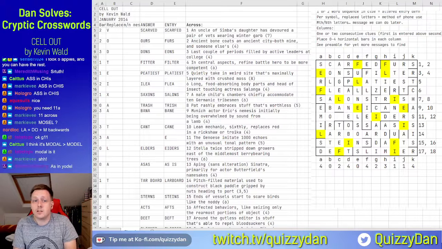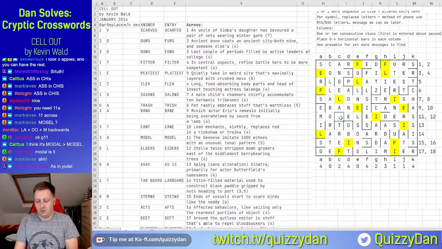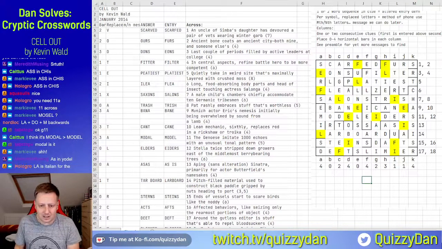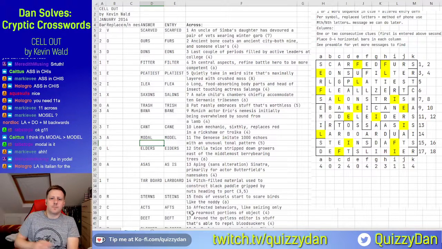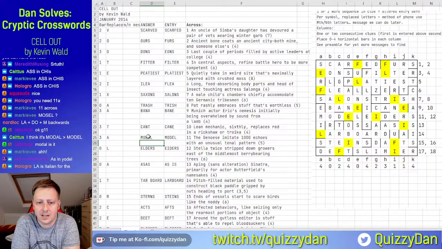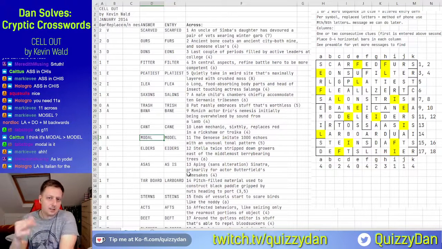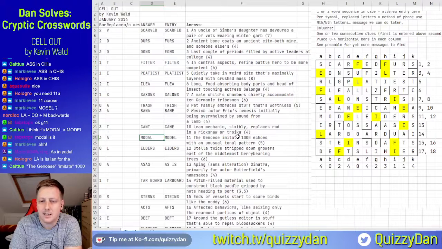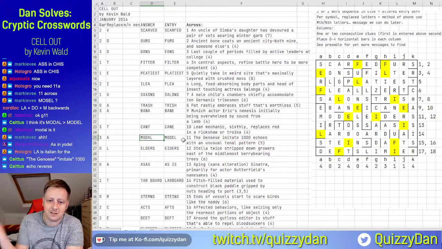Written in an ecclesiastic mode. So it's modal, which becomes model. Modal. Okay. I don't quite follow it, but I'm happy to take it. I can understand yodel, but I don't understand how we get rid of the Y sound. LA is Italian for the R. Okay. The Genoese la imitate is do. Yep, that's fine. And M is 1,000, and then with an unusual tonal pattern, so it's all going backwards. Good.